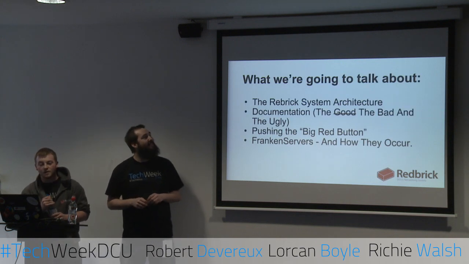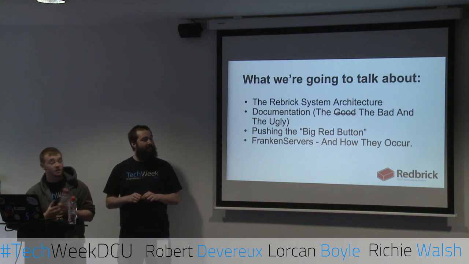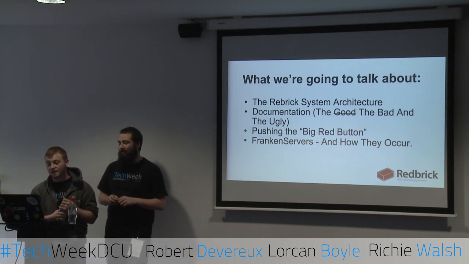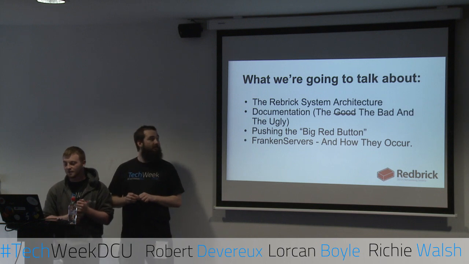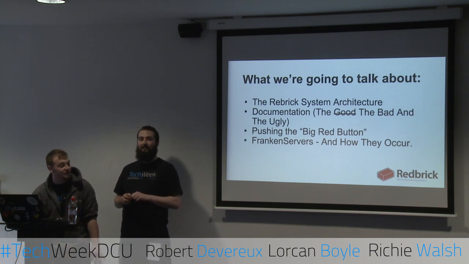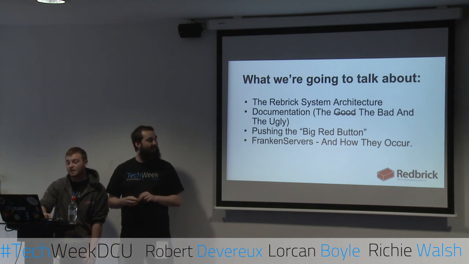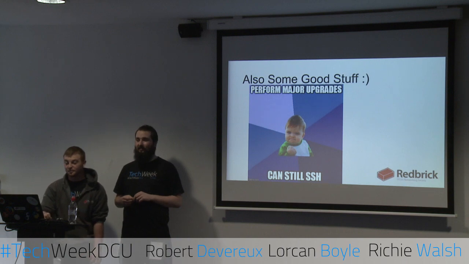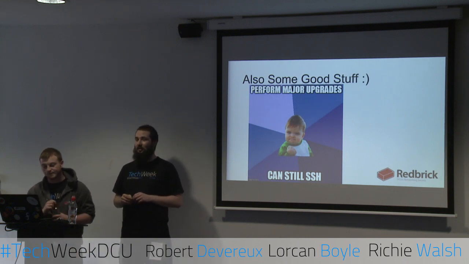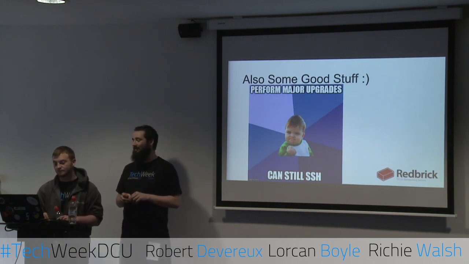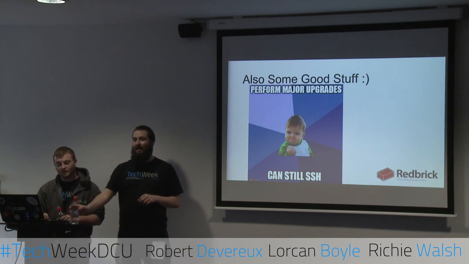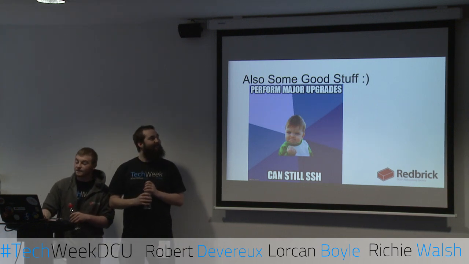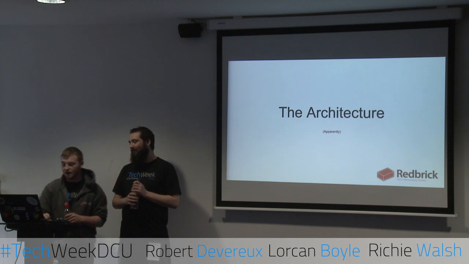We're just going to go through the Redbrick system architecture, the documentation, how it's good, bad, and horrible, what we did when we actually pushed the big red button, and Franken servers and how they actually occur. And some good stuff as well, the fact that the services are still up. Sometimes. Most of the time. All of the time, we have 100% uptime. Five nines, boys.